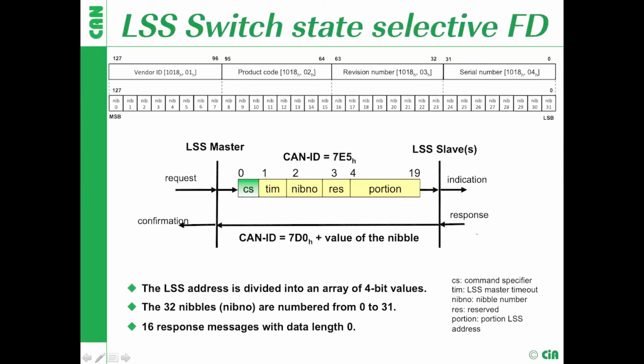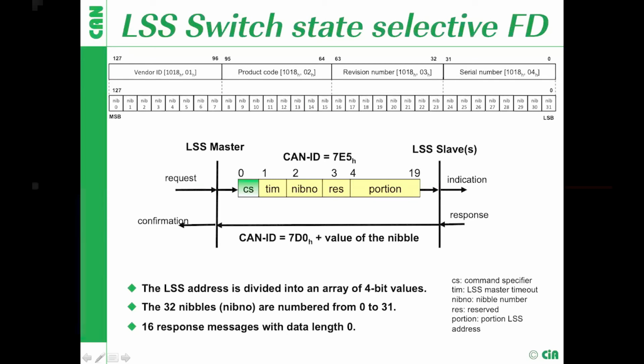So what does this protocol mean? The LS master asks, here are the first n neighbors of the LS address. Does any device have a match? If yes, the LS slave will answer with one of 16 response messages. This response contains the information of the value of the next neighbor in the value range of 0 to F hexadecimal.